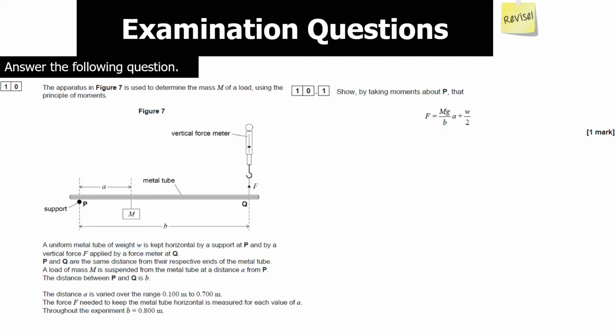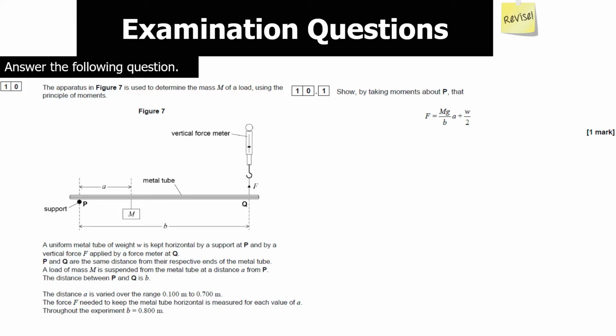Now P and Q are at the same distance from their respective ends of the metal tube. A load of mass m is suspended from the metal tube at a distance A from P. The distance between P and Q is B, so the distance A is varied over the range of 0.100 meters to 0.700 meters. The force F needed to keep the metal tube horizontal is measured for each value of A. Throughout the experiment, B equals 0.800 meters.